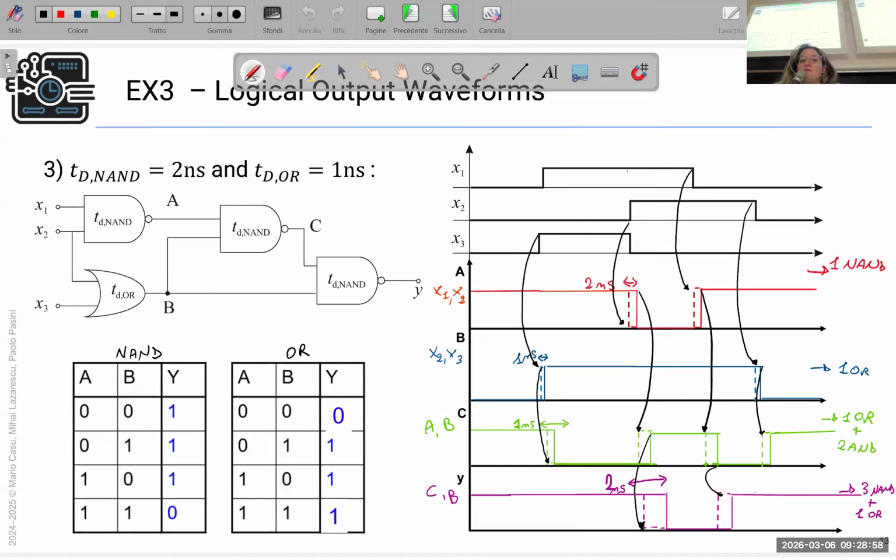The first gate is the NAND, and we have to see the A. How is the A? It's given by x1 and x2. So in this case, we have to consider just the delay of one gate, which is the NAND. And this NAND has a delay of 2 nanoseconds. So if we have taken already the output before, we can just take it and translate it by 2 nanoseconds. As you can see here.